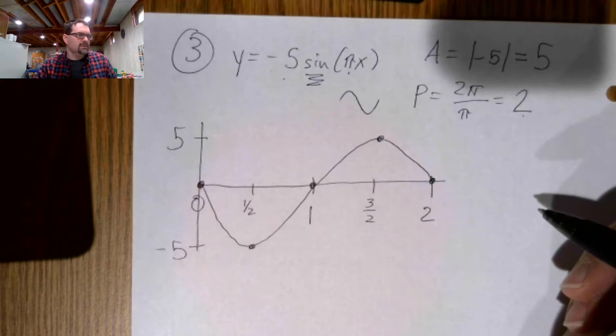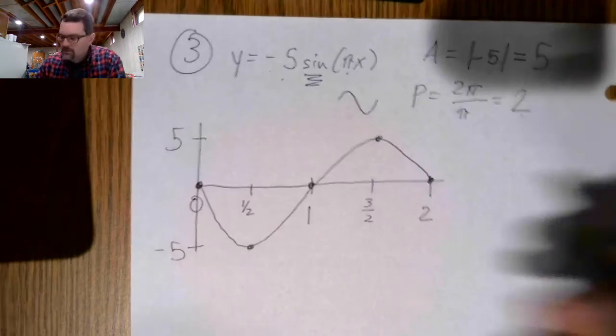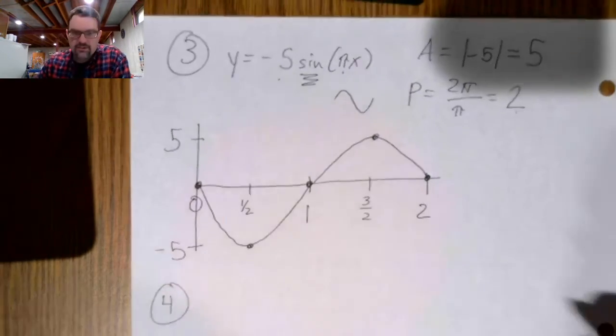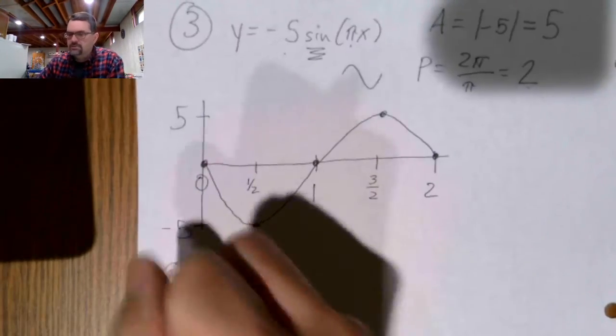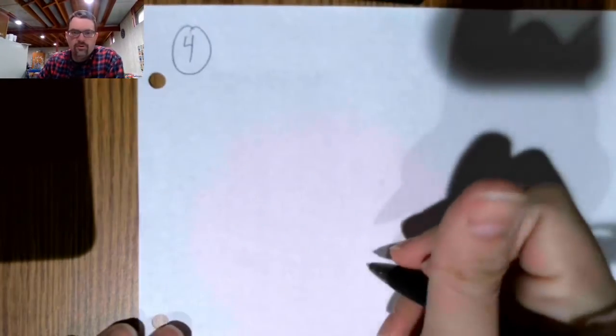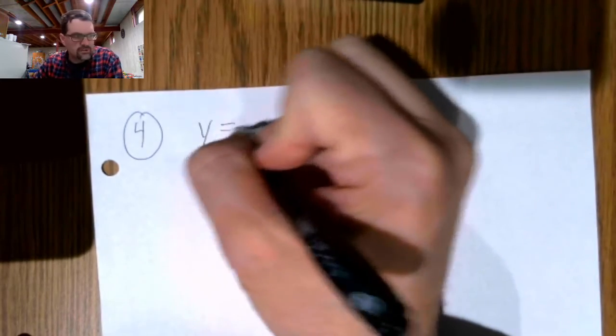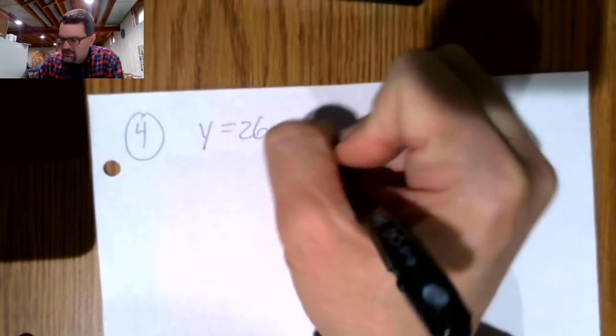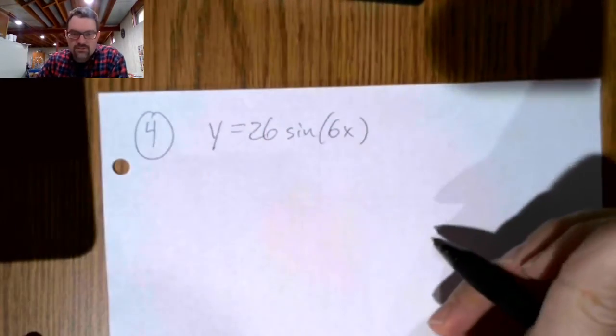Alright, last one. Number 4. The last two had x values that weren't that bad to figure out, really. Alright, and this one's back to the not so great ones. 26 sine of 6x, like so.